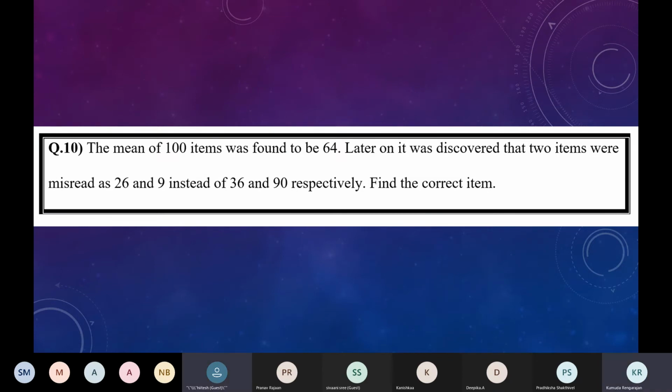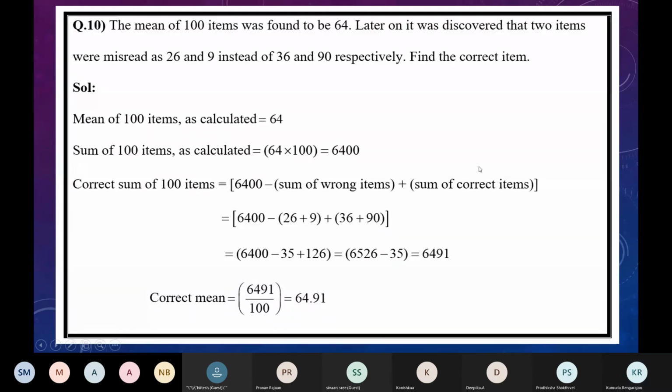It's not find the correct item, children. It's find the correct mean. There's a typing error here. Find the correct, not item, find the correct mean. Find the correct mean.